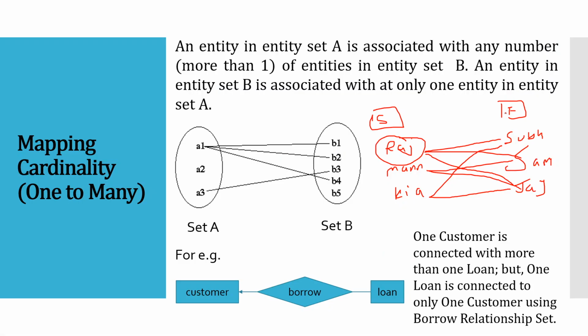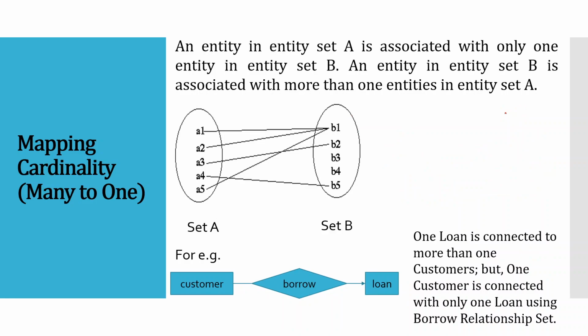Okay, then let's go for the next, that is many to one mapping cardinality. So what does this many to one mapping cardinality mean? It means that many entities of one set are connected to one and only one entity of the other set.